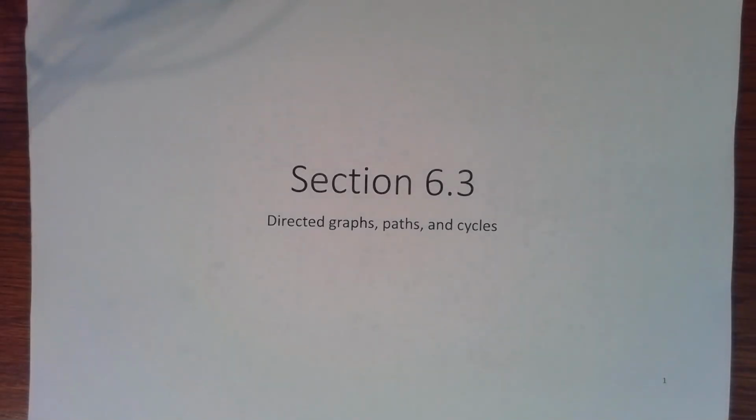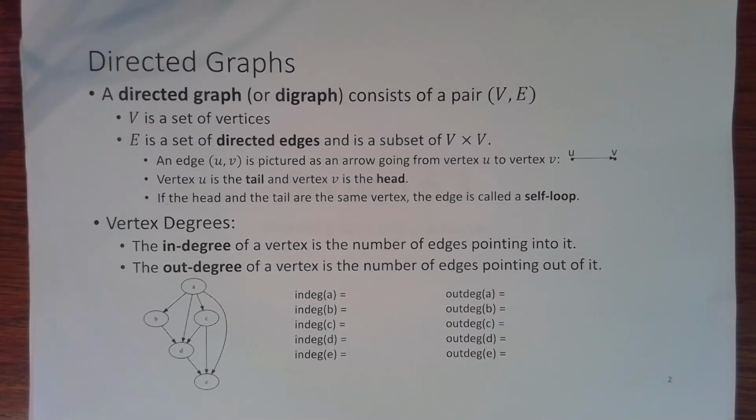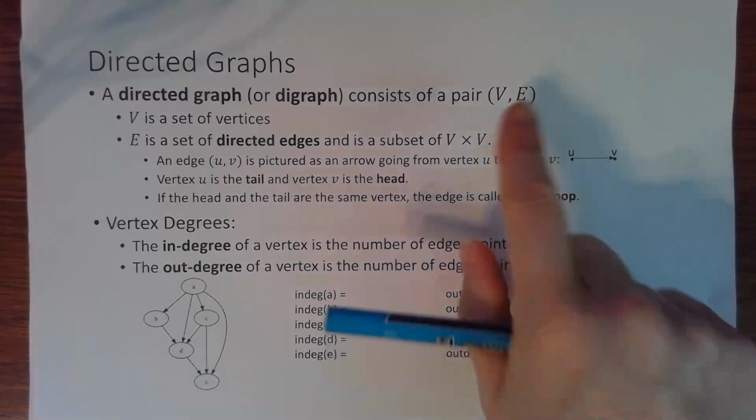All right, in section 6.3, we want to talk about directed graphs and various definitions of things associated with directed graphs. Now, we've already talked about directed graphs a little bit when talking about relations, but we're going to do a little bit more formal treatment of the subject.